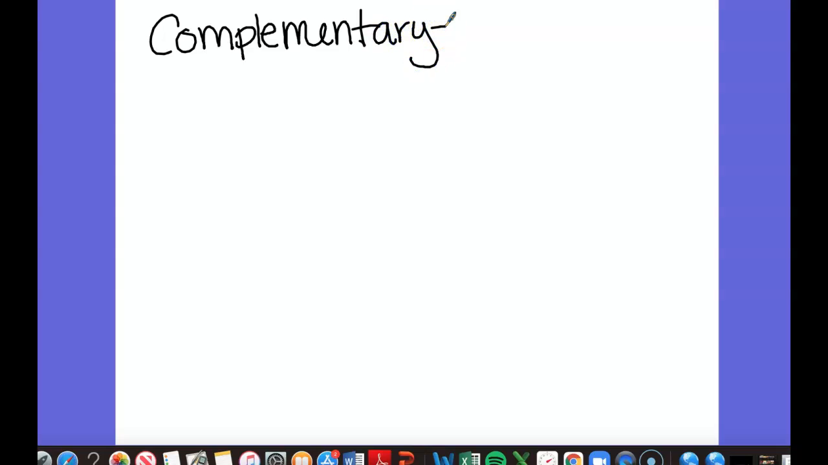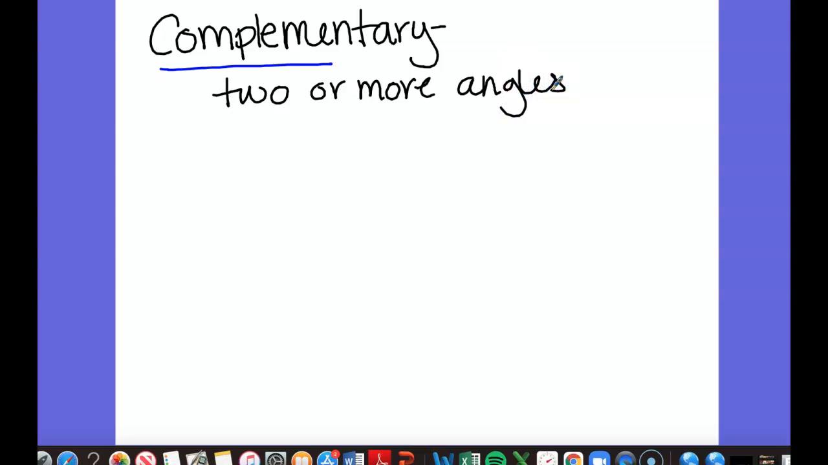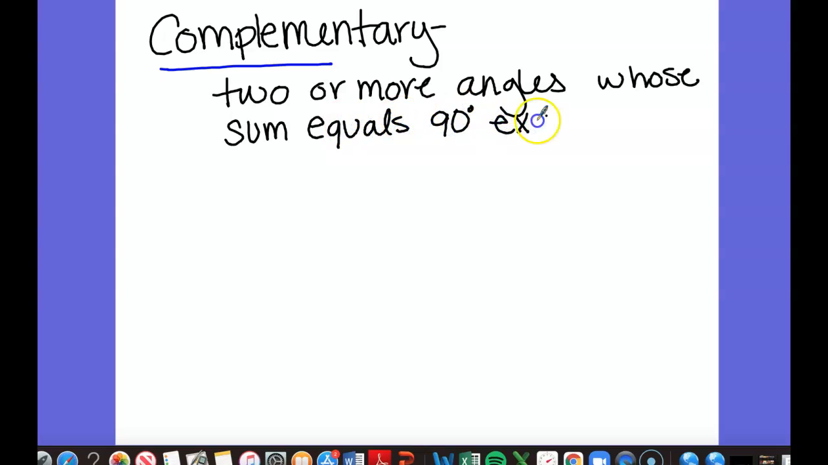And the way that I remember complementary angles is complimenting someone is the right thing to do. So a complementary angle is two or more angles whose sum equals 90 degrees exactly.